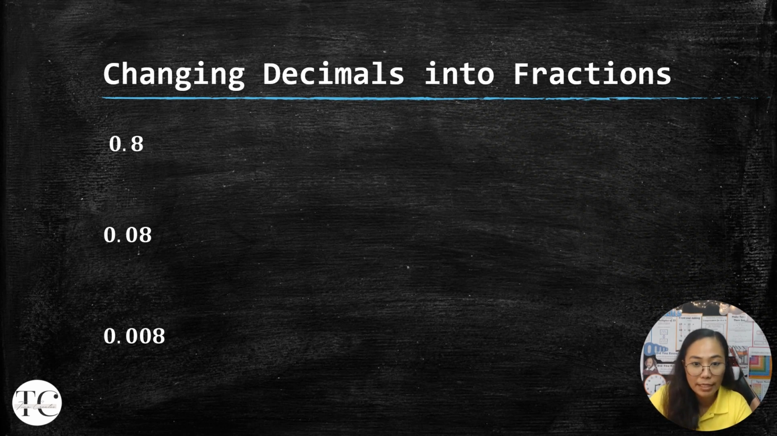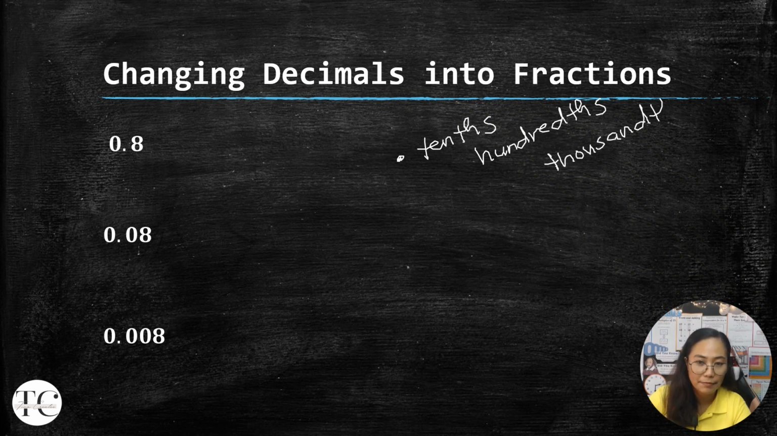So after our decimal point, we have the tenths place. And then after tenths place, we have our hundredths place. And then, for now, we will be working up until the thousandths place. This is very important because this will determine the denominator that we will be having in our fraction.